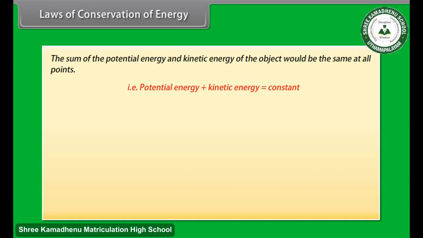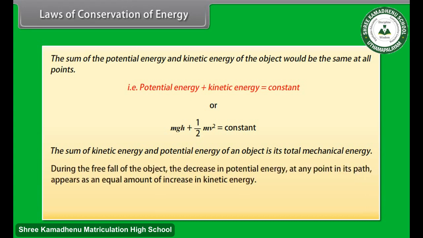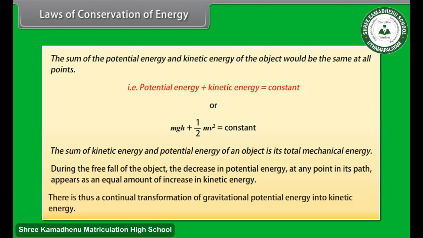That is, potential energy plus kinetic energy is equal to a constant, or mgh plus 1/2 mv squared is equal to a constant. The sum of kinetic energy and potential energy of an object is its total mechanical energy. We find that during the free fall of the object, the decrease in potential energy at any point in its path appears as an equal amount of increase in kinetic energy. There is thus a continual transformation of gravitational potential energy into kinetic energy.